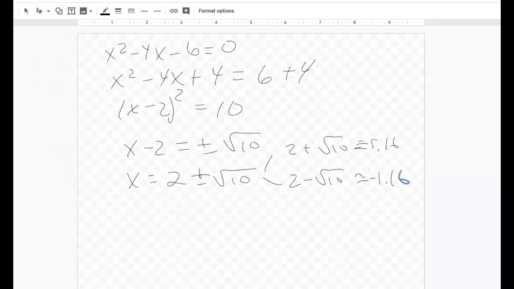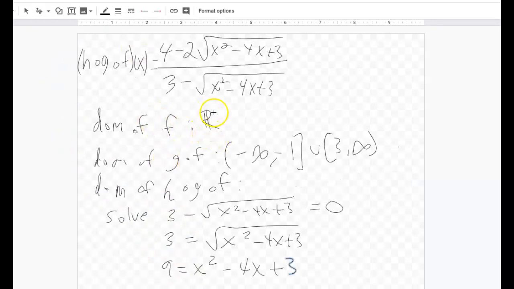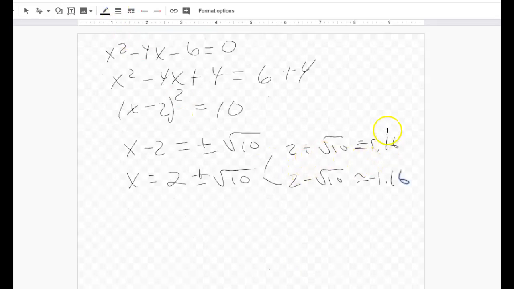All right, so putting all the pieces together, if we look back, we know that the domain of f is all real numbers. But then we're taking that number line and we have to chop it up into two parts, the negative infinity to negative 1, and then the 3 to infinity. And we've just now realized that we have to exclude these two numbers as well.